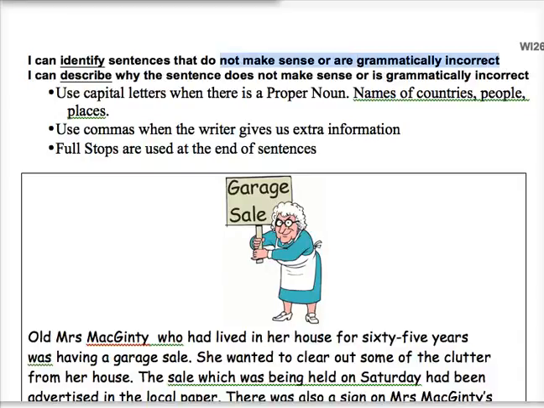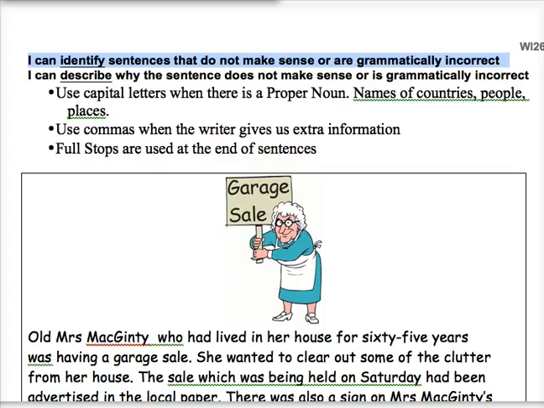This is a screencast on how to identify sentences that do not make sense or are grammatically incorrect, and also how to describe why a sentence does not make sense or is grammatically incorrect. That grammatical piece has to do with whether the words used make sense or the punctuation has been used correctly. So we're looking to identify, which just means name it, say that it's incorrect, and describe why the sentence is incorrect because it doesn't have whatever.